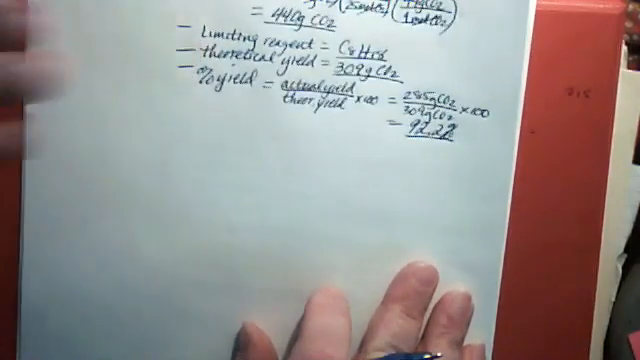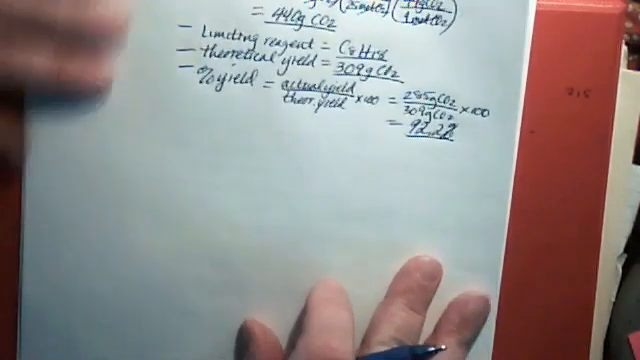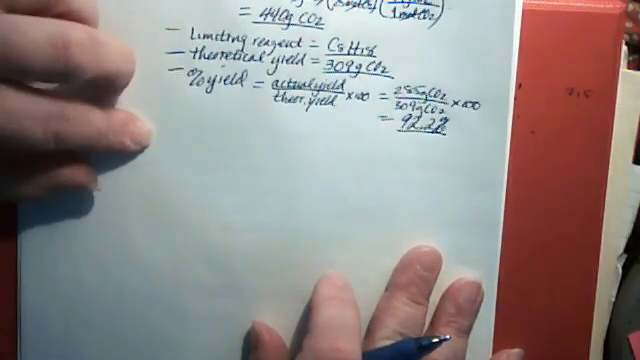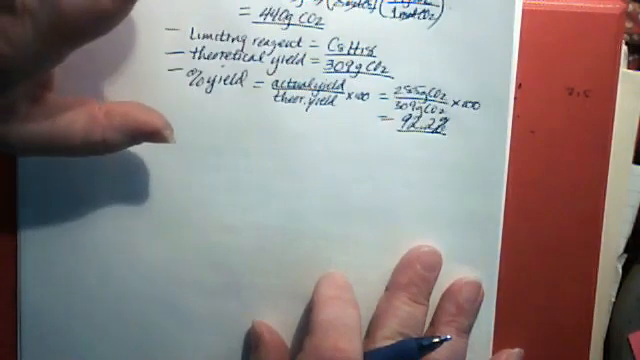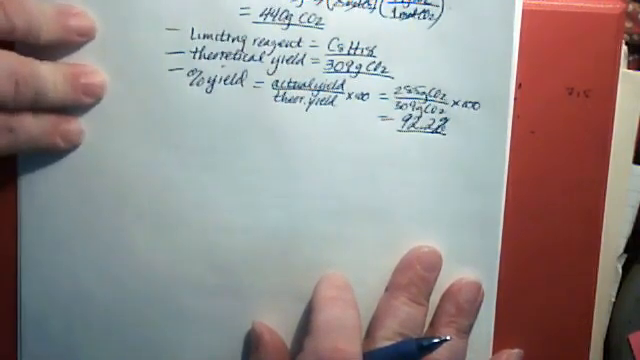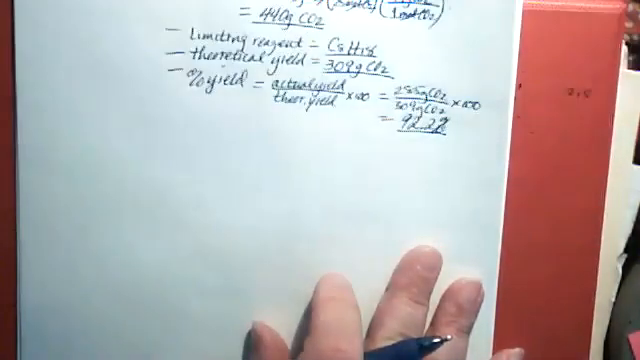Okay, so remember, the limiting reagent is not necessarily the reagent that you have the smallest mass of or even the smallest number of moles. It's the one that you have the least of compared to what you need. And in order to find that out, you really need to go through the calculations and find out how much product you can get from each of the reactants. And whichever one produces less product, there's your limiting reagent.